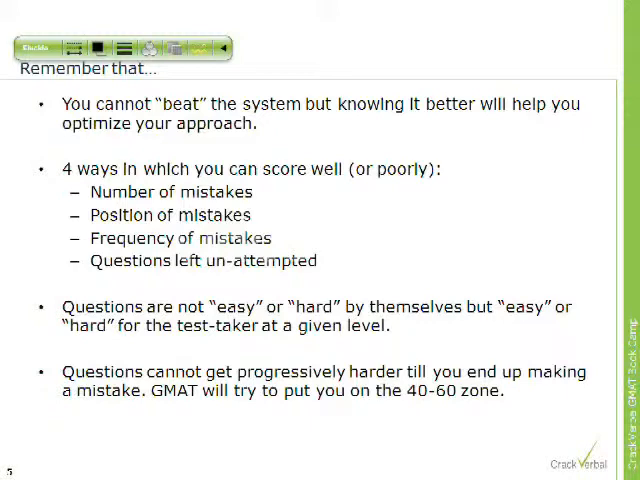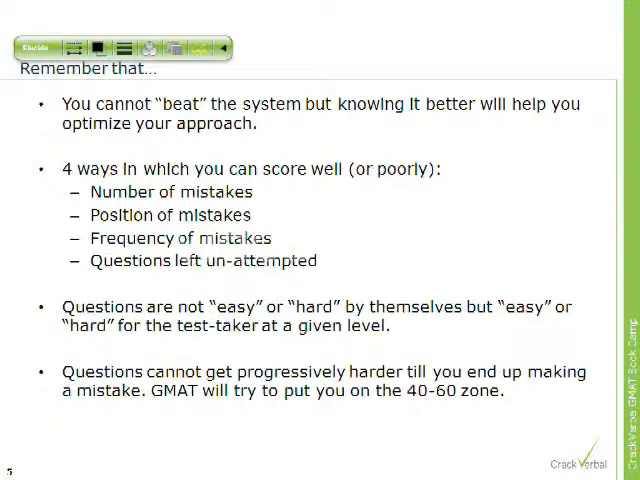The third thing that is seen is the frequency of mistakes. So if you make a string of mistakes, let's say from question number 20 to question number 30, you get questions 24, 25, 26, 27, like 4 questions wrong in a row, as opposed to getting questions 20, 23, 26, 27, and 30 wrong. If you get questions wrong in a string, it is obviously going to go against you.